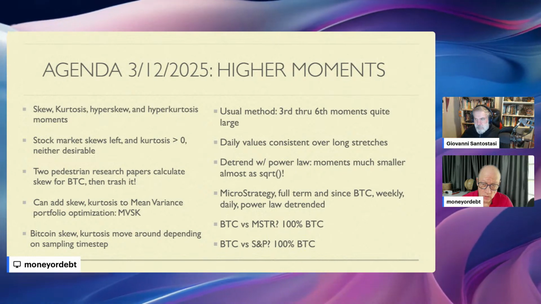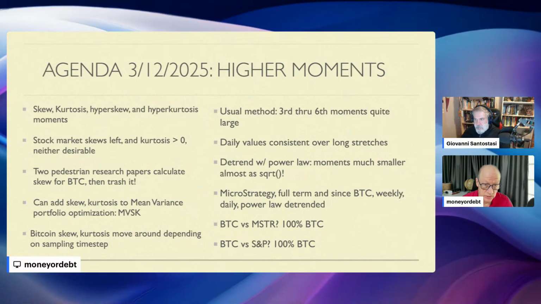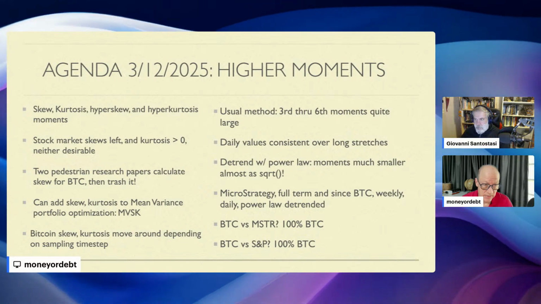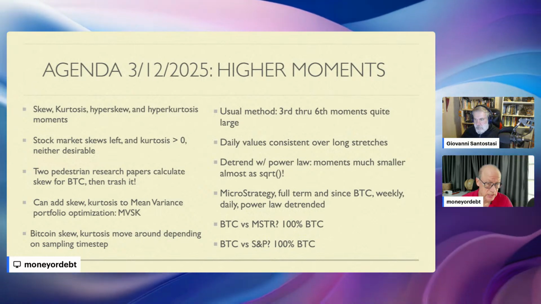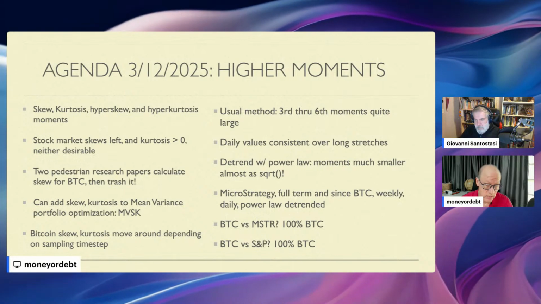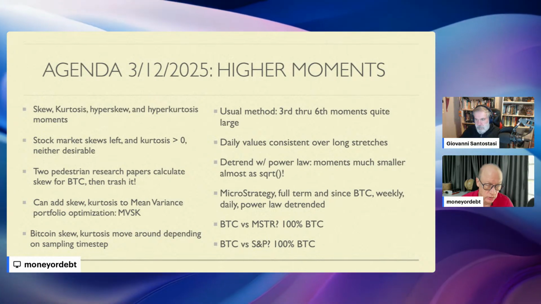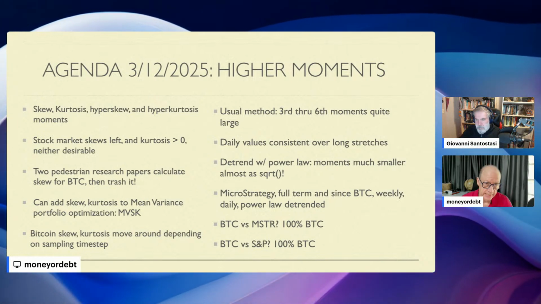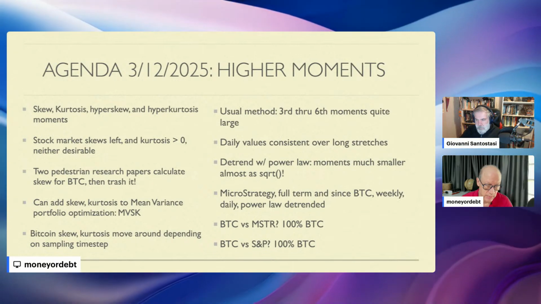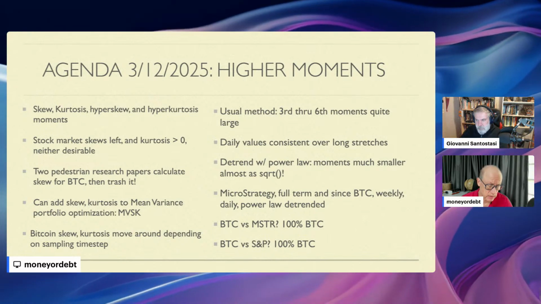I then go on and apply this to MicroStrategy and a comparison of MicroStrategy and Bitcoin, using the same method of looking at the higher moments and detrending with the power law, and then evaluate. And you have to make a decision about how much you weight skew and how much you weight kurtosis. Those are the only moments that are used. And it actually shows that in a Bitcoin versus MicroStrategy decision, you should be 100% Bitcoin. Now, that's a little controversial.